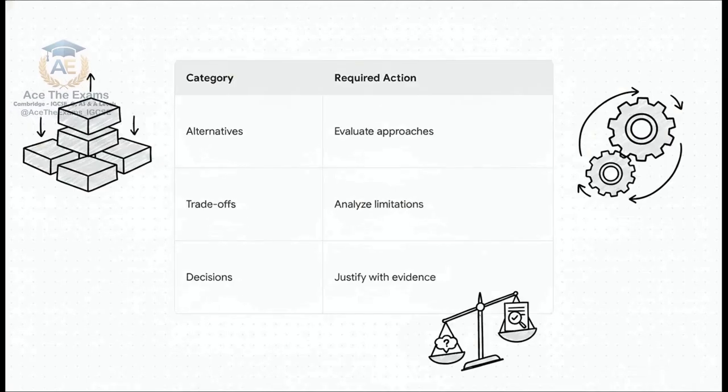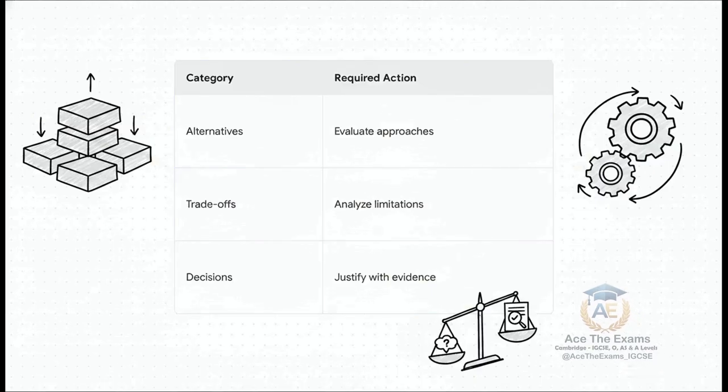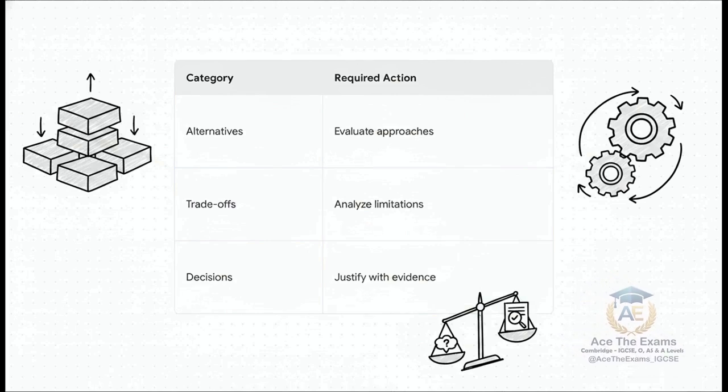To truly master evaluation, you must analyze trade-offs and acknowledge limitations when comparing algorithmic approaches. Let's look at this table. For alternative solutions, you must evaluate and compare different approaches directly against one another. Don't just look at bubble sort in a vacuum. Compare it to an insertion sort or a linear search, depending on the context. Next, analyze the trade-offs. Sure, a bubble sort is incredibly simple to code and great for small datasets, but you must analyze its severe performance limitations on large datasets. That's the nuance the examiner wants.